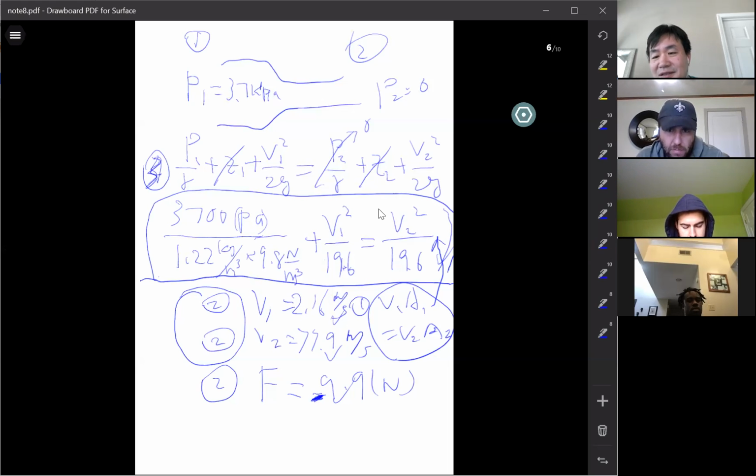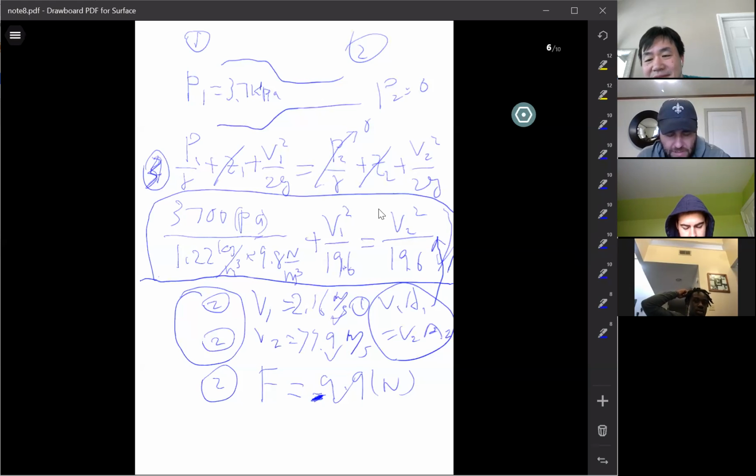Either equation. You can even use the Bernoulli equation to find V2 if you have V1. But the easier way is to find the relation in the conservation of mass: V1 A1 equals V2 A2. If you know one of them, you should find the other. Oh, okay, I got you.